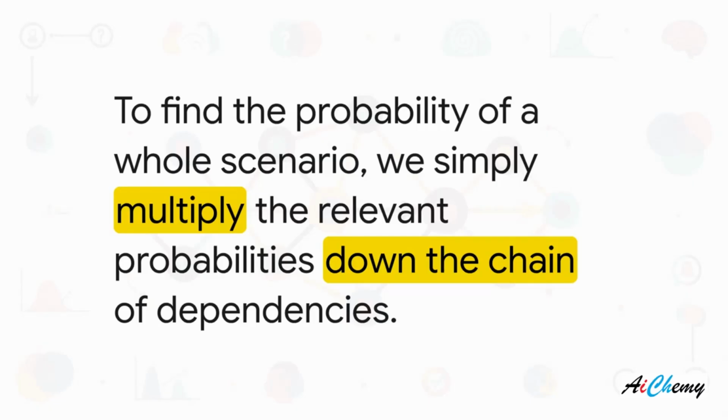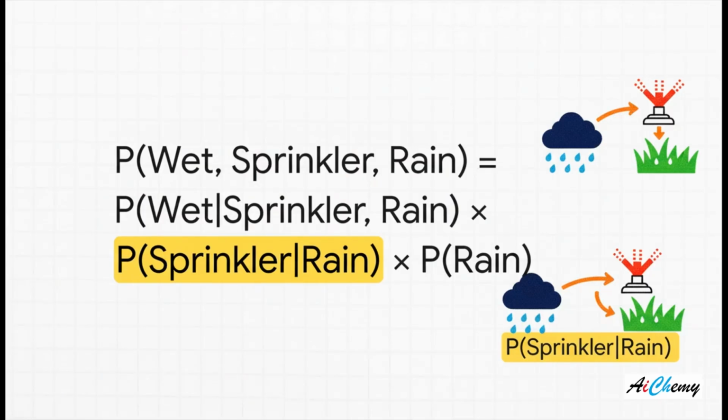So what if we want to know the odds of a very specific thing happening? Like, what's the probability that the grass is wet, the sprinkler's on, and it's raining all at the same time? You might think that's a complex calculation, but because of the way we've structured our network, it's actually beautifully simple. We literally just multiply the right probabilities together, right down the chain. So here's what that formula looks like.